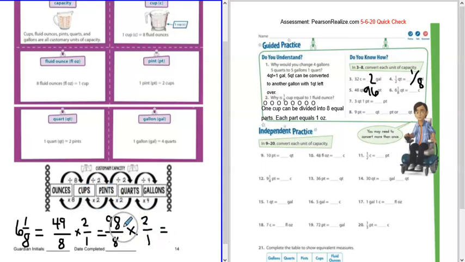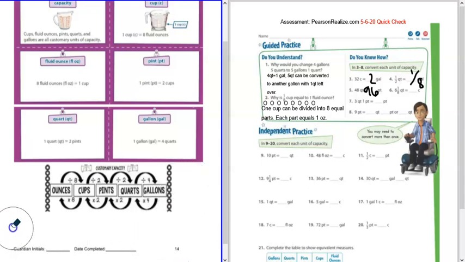Set this up, 98 times 2. If you're not ready, go ahead and pause. 98 times 2 gives me 196. And then 8 times 1 is 8. So in order to figure out how many cups that's going to give you, we're going to need to divide 196 by 8. So one way to do this would be to set it up. So we have 196. We're going to divide that by 8.